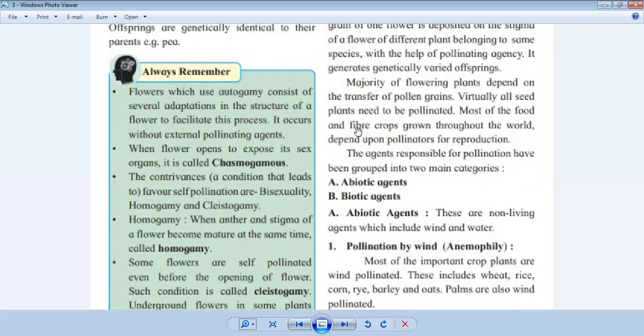Most of the food and fiber crops grown throughout the world depend upon the pollinators for reproduction. The agents responsible for the pollination have been grouped into two main categories.